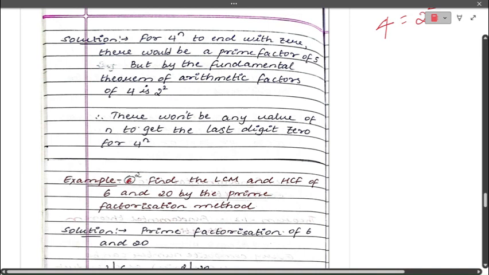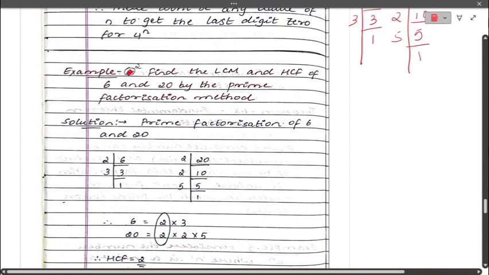Okay, if that's clear, we will go with the second example. Find the LCM and the HCF of 6 and 20 by the prime factorization method. So what does the prime factorization method mean? 6 you will do it like this: 2, 3 times, 3, 1 times. What are the factors of 6? 2, 3 and 1. Whereas for 20 we will do it like this: 2, 10 times, 2, 5 times, 5 ones. So what are the factors for 20? 2 into 2 into 5 into 1 are the factors for 20. That's what is written here.